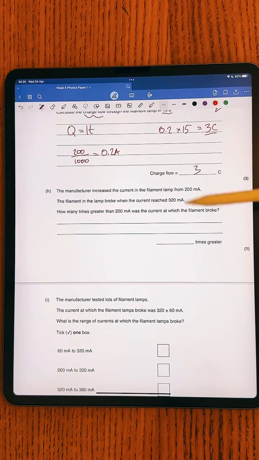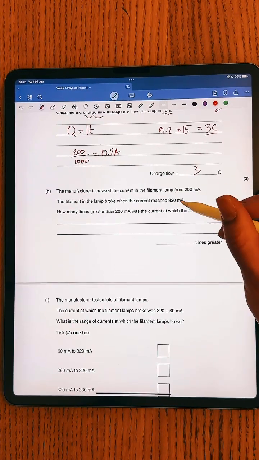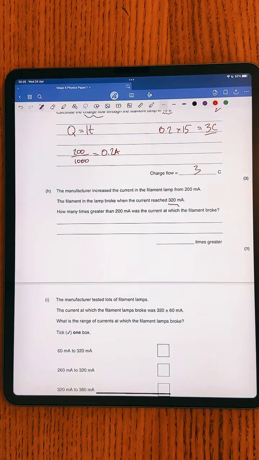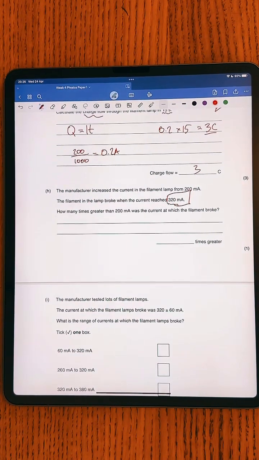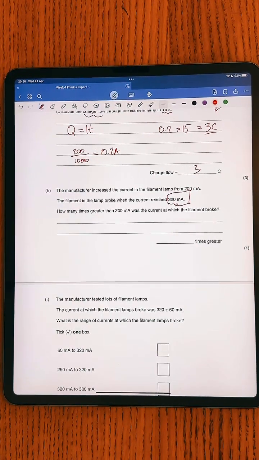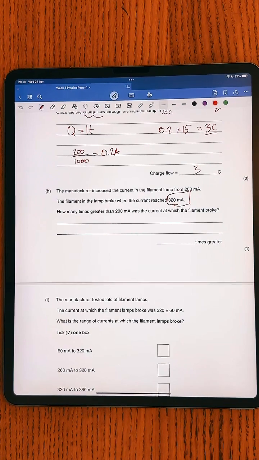Next question. The manufacturer increases the current in the filament lamp from 200 milliamps, and now they've increased it to 320 milliamps. How many times greater than 200 milliamps is 320? What do you need to do there? Yeah, thank you for replying to that. The website has everything on it combined, but triple need to know everything on the website plus a few extra topics.